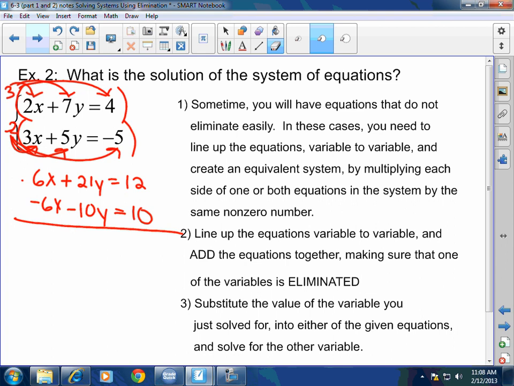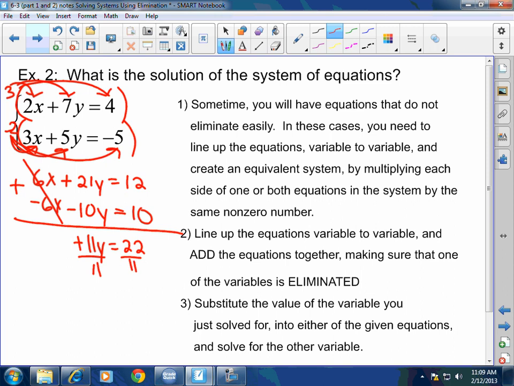Guys? Okay, now. Yes, sir. Why is it negative 6? Thank you. The question was, why is it positive 6x and negative 6x? Because I want to cancel them out, don't I? So now when I add these, what's 6x minus x minus 6x? Cancels. So I got positive 11y equals 22. Divide by 11, y equals 2.